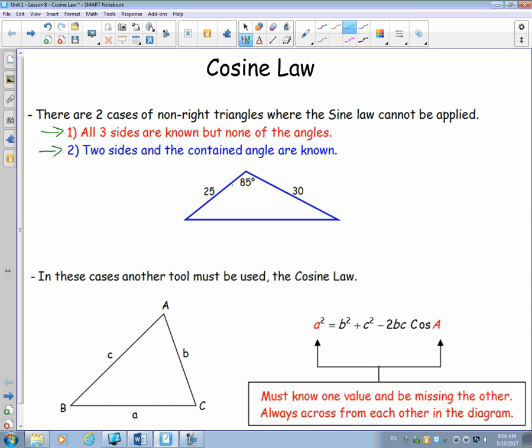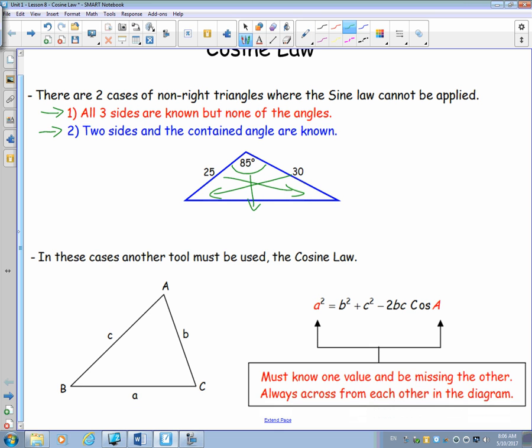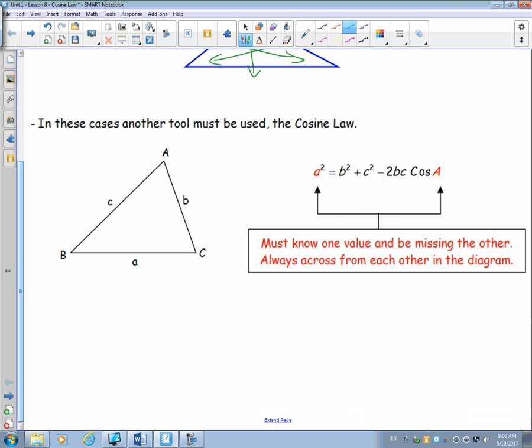And by contained, I mean an angle between two known sides. Again, I don't have a pair because I don't know this side, and I don't know that angle or that angle. So these two situations, I need a new tool. And our new tool is called the cosine law. And just to point out, there is no tan law. Okay, so we'll have SOHCAHTOA, sine law, and cosine law.